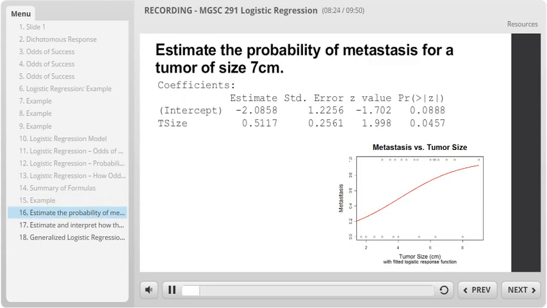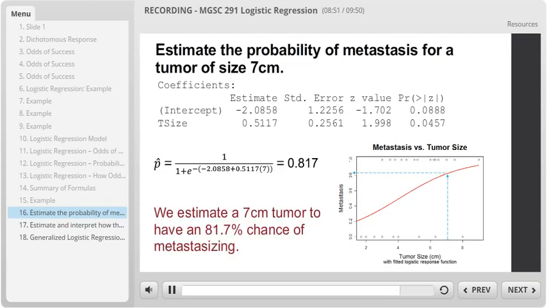Let's estimate the probability of metastasis for a tumor of size 7 centimeters. Because we are estimating probability, we will plug b naught, b sub 1, and x equals 7 into the formula for p. Notice that we call the result p hat because we are estimating the probability based on a sample of cancer patients, not the entire population of cancer patients. We estimate that a 7 centimeter tumor has an 81.7% chance of metastasizing.